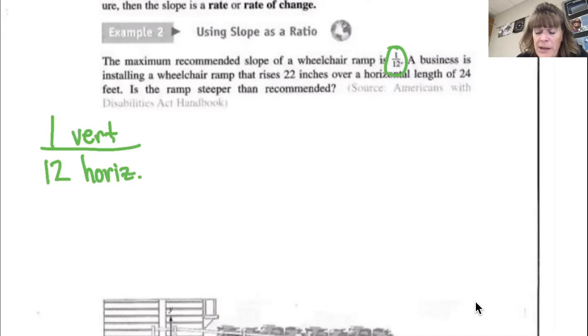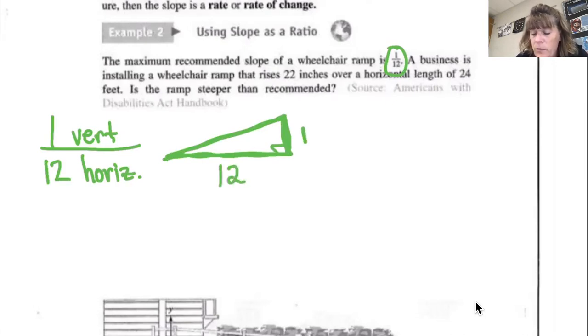So we're going to set up a triangle as our base right here. We're kind of using ratios, using proportions to see if this works. I know this is not to scale. For 1 foot of vertical rise, it should have 12 feet of horizontal length in order to not be too steep. The real situation is that a business is installing a wheelchair ramp that rises 22 inches.